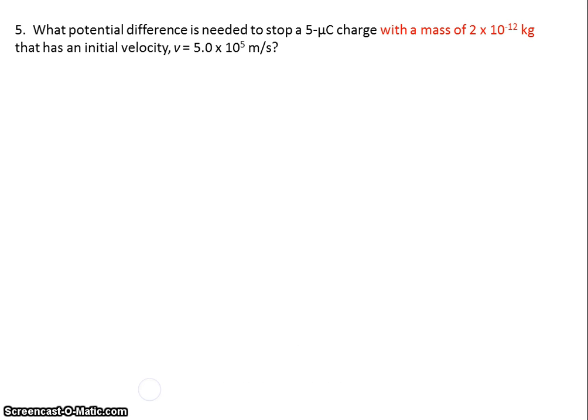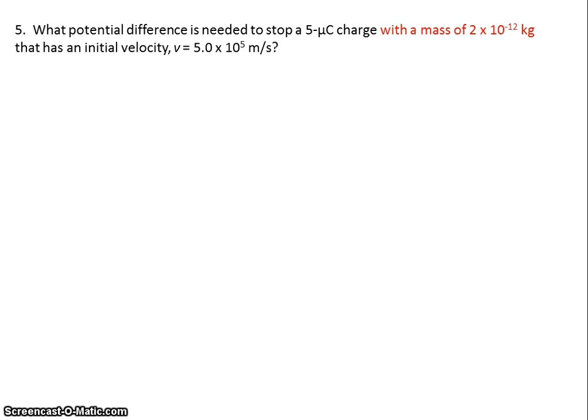Okay, then number 5 says, what is the potential difference needed to stop a 5 microcoulomb charge? And I forgot to put in what the mass of the thing is. So let's say with a mass of 2 times 10 to the negative 12th kilograms, it initially has a velocity of 5 times 10 to the 5th meters per second.